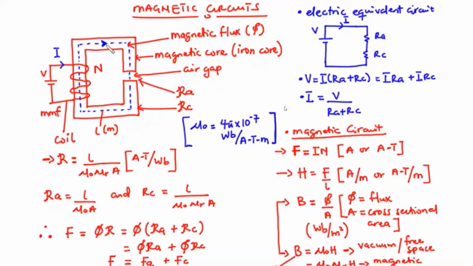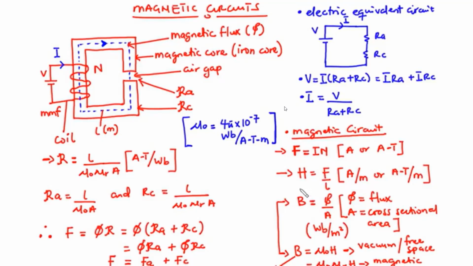Now as the flux flows through the magnetic circuit, a magnetic potential drop is developed across each section of the circuit. If the circuit is homogeneous and thus has uniform cross section, then the magnetomotive force per meter length of this magnetic circuit is said to be the magnetic field intensity, represented as H, and that is equal to the magnetomotive force divided by the length of the magnetic circuit, measured in amperes per meter or ampere turns per meter.